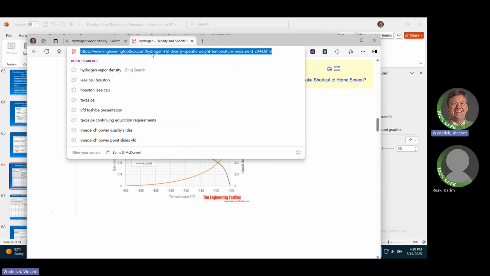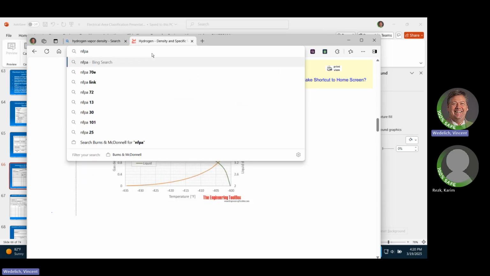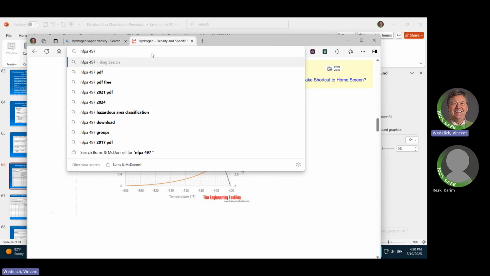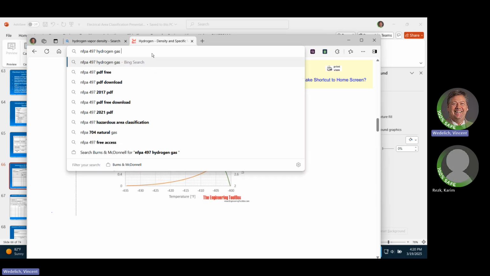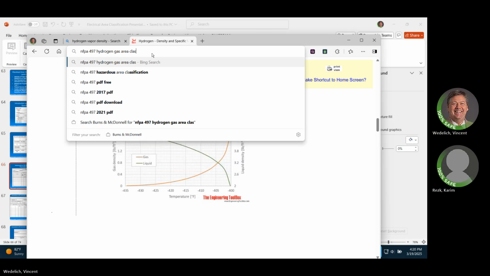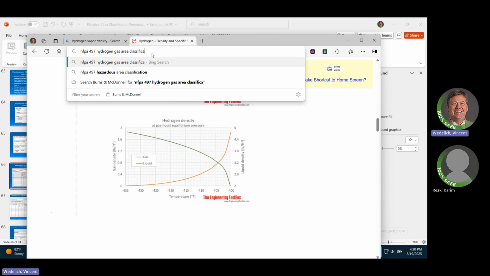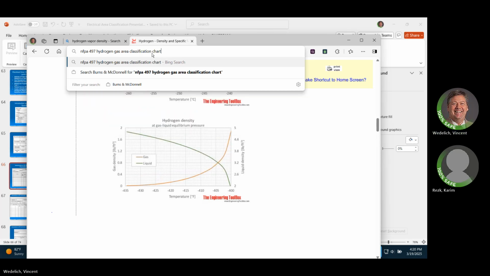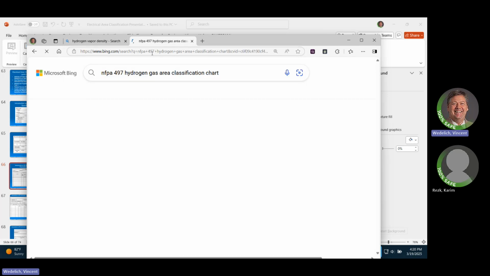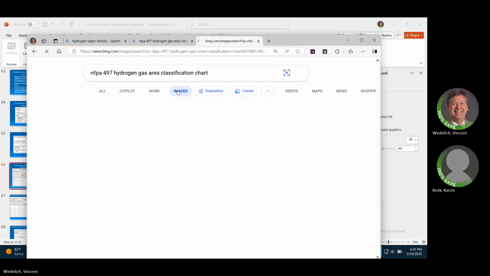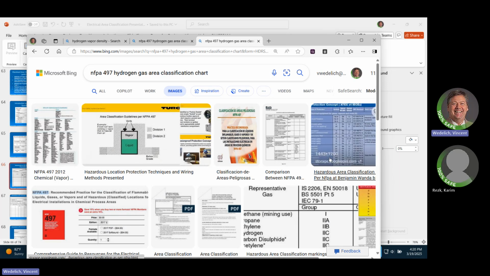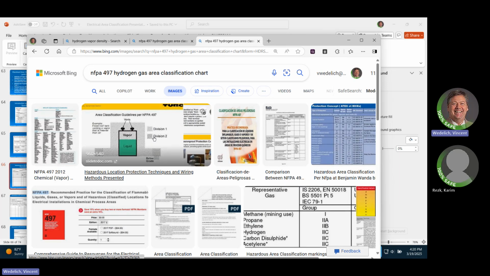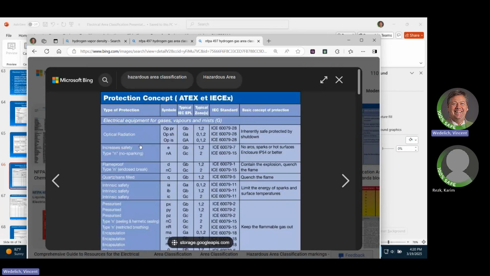Density, let me see. Let's do this. Let's go NFPA 497 hydrogen gas area classification chart and hit enter. And then we're going to click images. And we should be able to see it right somewhere in here. Maybe right here. I don't know. Can't see it. Let's see if it's here. No, it didn't help us there.